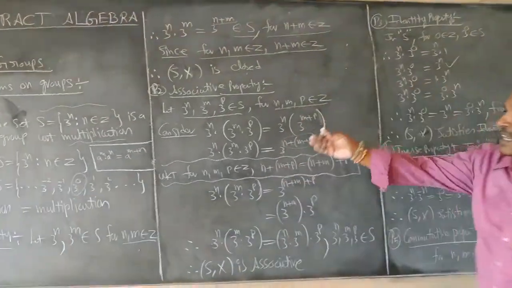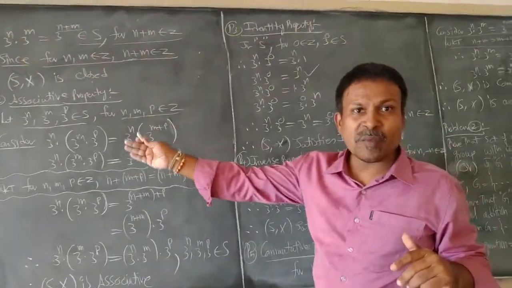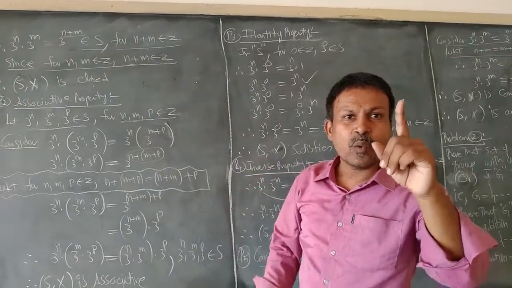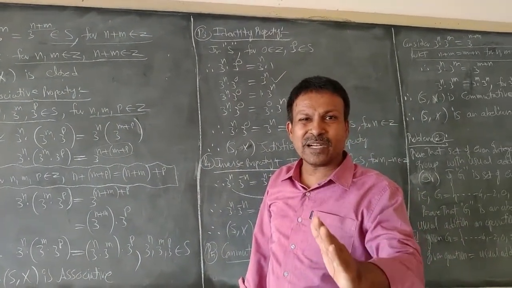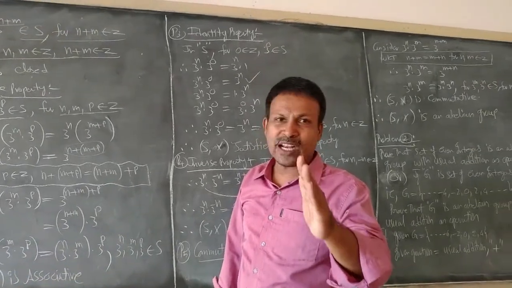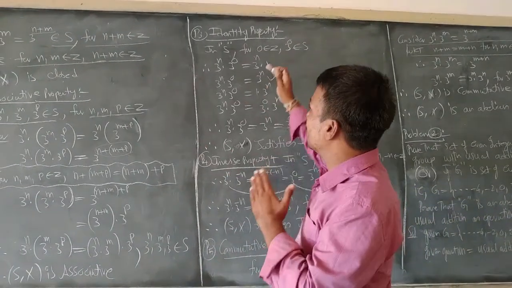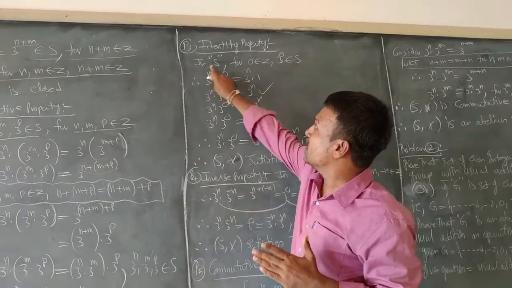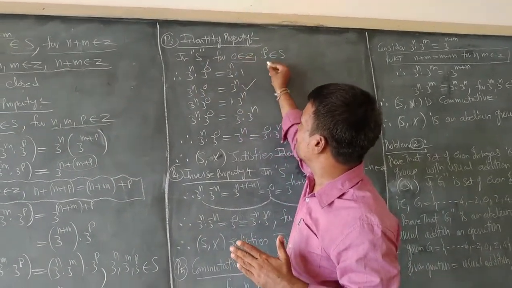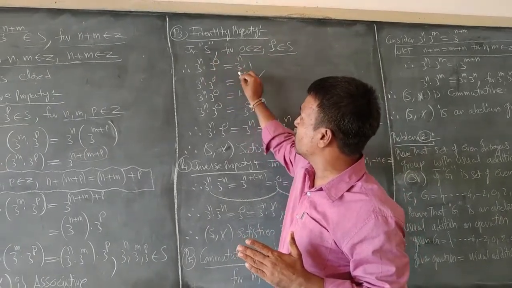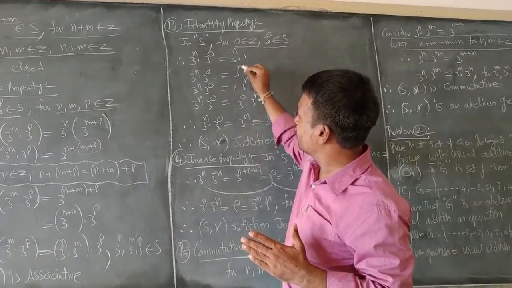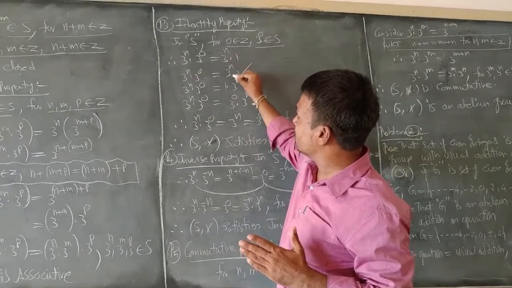Therefore we clearly know from the elements of set S that 1 is contained. 1 is the multiplicative identity with respect to multiplication. Therefore 1 is present in set S. Here we directly conclude that in set S, for 0 belongs to Z, 3 power 0 belongs to set S. 3 power n into 3 power 0 is equal to 3 power n into 1. So 3 power n into 1 is 3 power n.